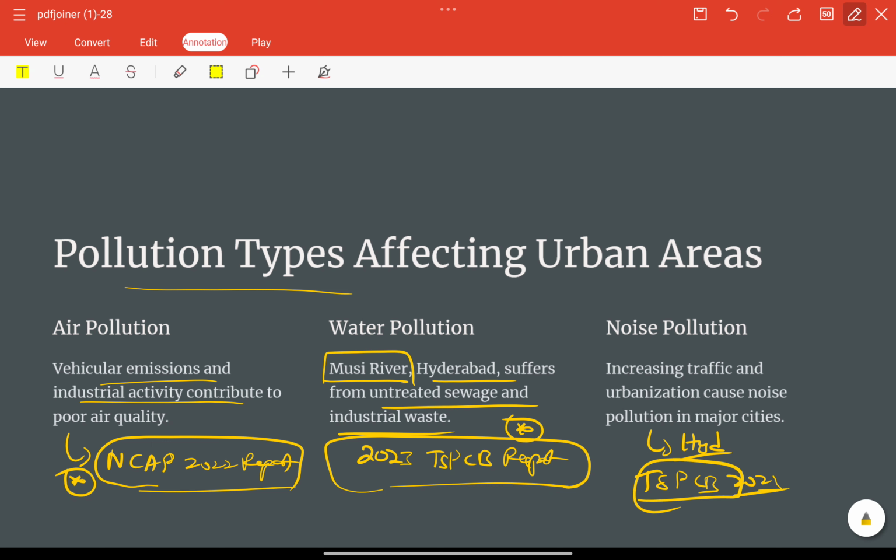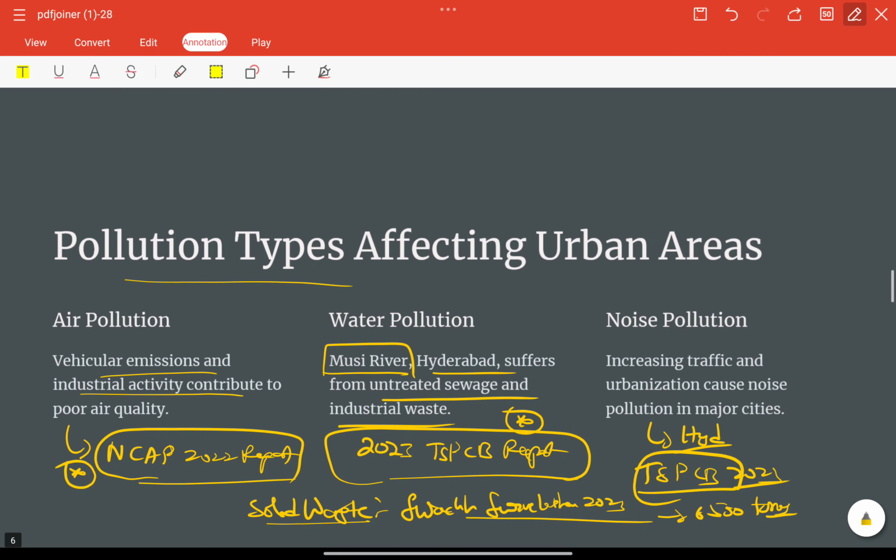2023 same report. Other than that, we can add our solid waste management here, solid waste pollution especially. For this we can add our Swachh Sarvekshan report, whatever we have, the 2023 report, right? In this particular report, Hyderabad generates over 6,500 tons of solid waste. That is also a very important fact here.